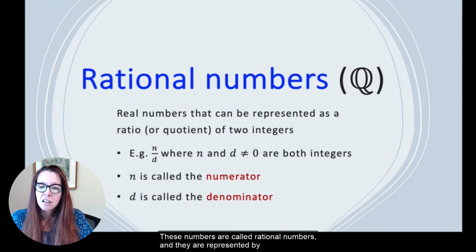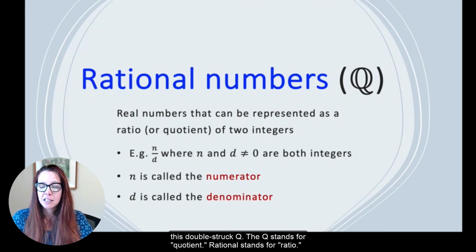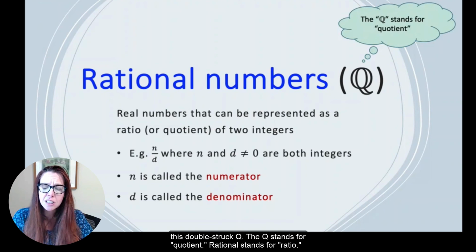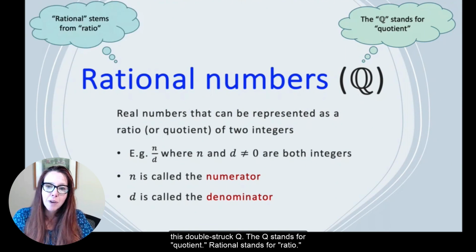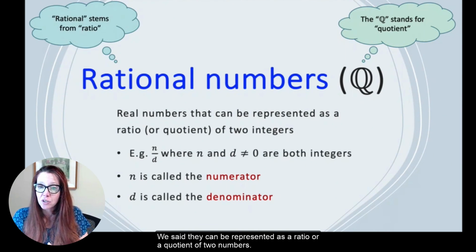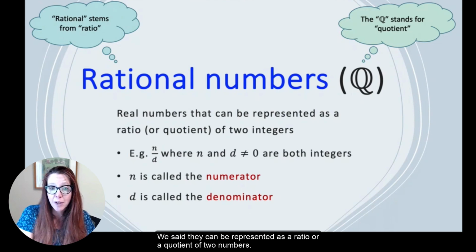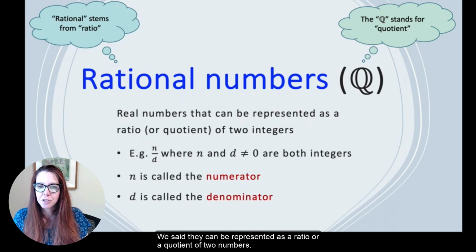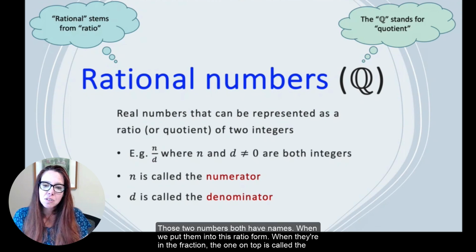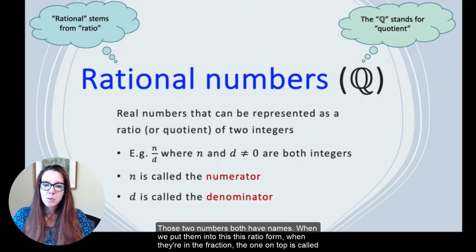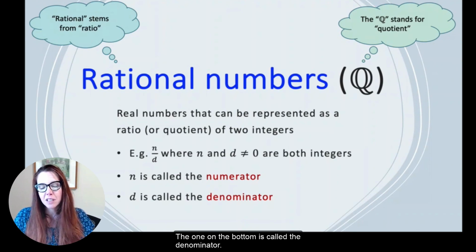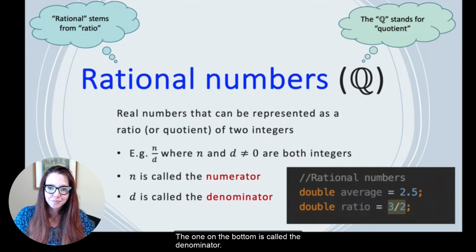These numbers are called rational numbers, and they are represented by this double struck Q. The Q stands for quotient. Rational stands for ratio. We said they can be represented as a ratio or a quotient of two numbers. Those two numbers both have names when we put them into this ratio form. When they're in the fraction, the one on top is called the numerator. The one on the bottom is called the denominator.